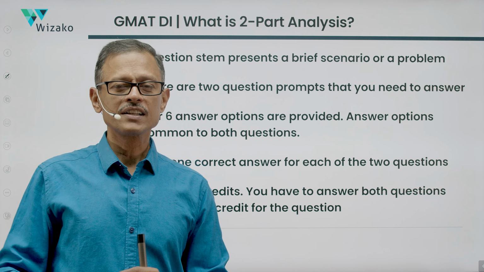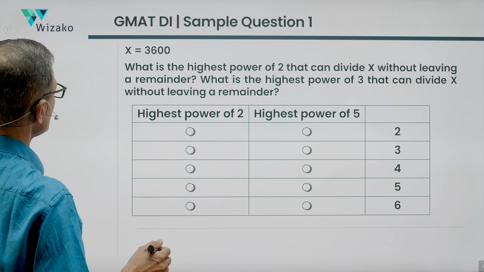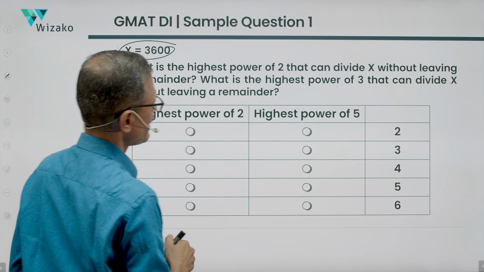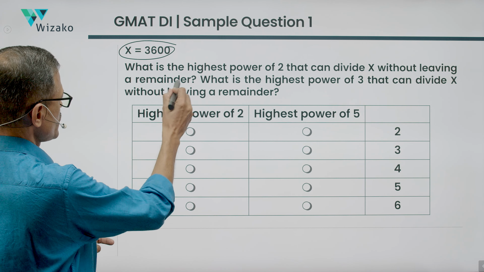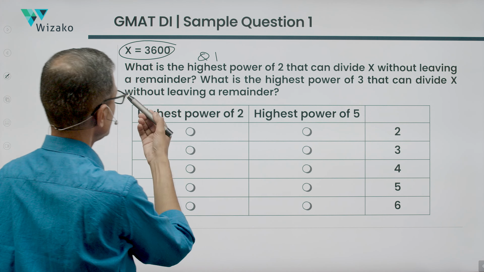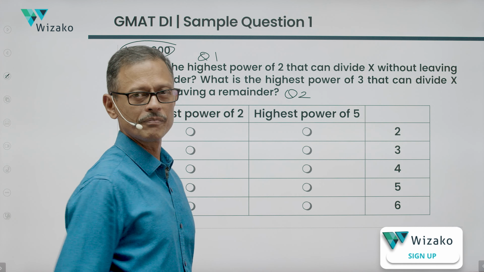Now let's take a look at a few examples that will help us understand what we talk about in this particular question type. Here's a very simple example. There's a quantitative reasoning flavored question. A number properties question is what I've chosen to help us quickly navigate through how this works. X is equal to 3600. What is the highest power of 2 that can divide X without leaving a remainder? That is prompt number 1, we'll call it Q1. What is the highest power of 3 that can divide X without leaving a remainder? That's prompt number 2, which is question 2.